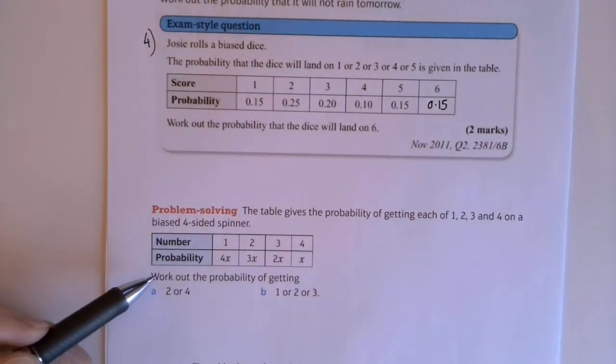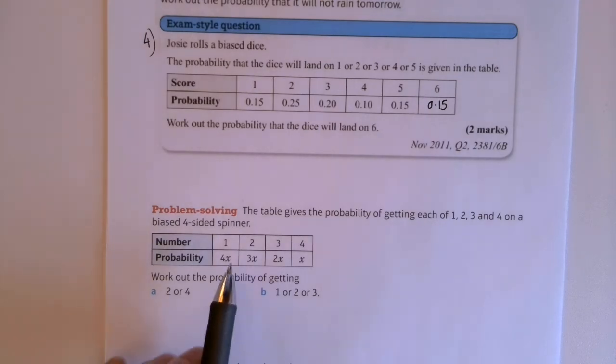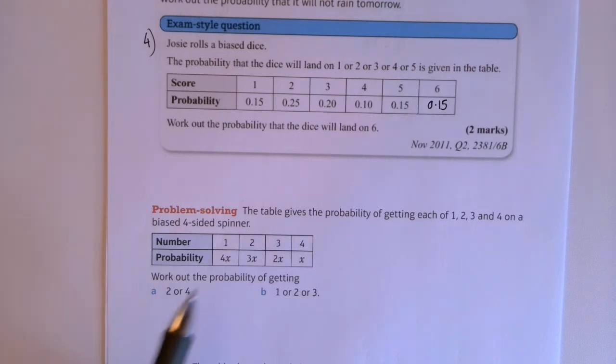So this question here, we are told that you've got a spinner with 4 numbers, 1, 2, 3, 4. They're not equally likely. The probability of getting a 1 is 4x, 2 is 3x, 3 is 2x, and 4 is x. So your first question is working out what x is. And once you know what x is, you can work out each of those probabilities, and then you can answer those questions. So can you think about how you can work out x? Go on, pause, have a go.